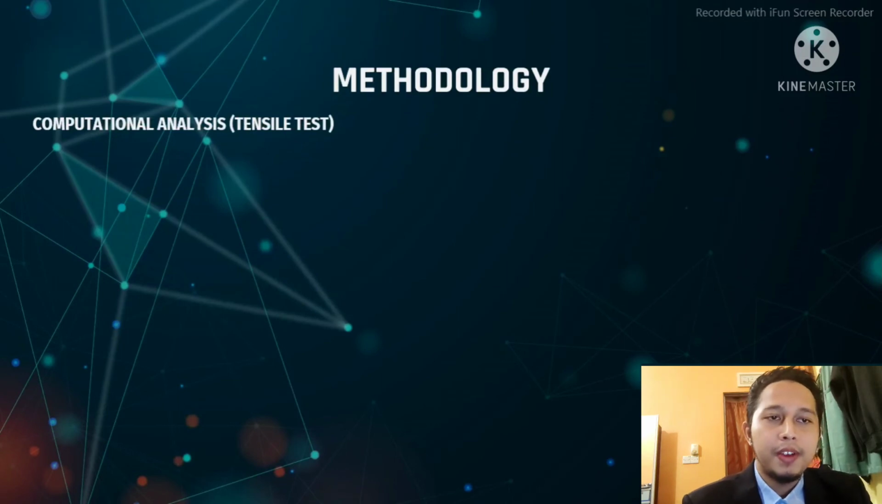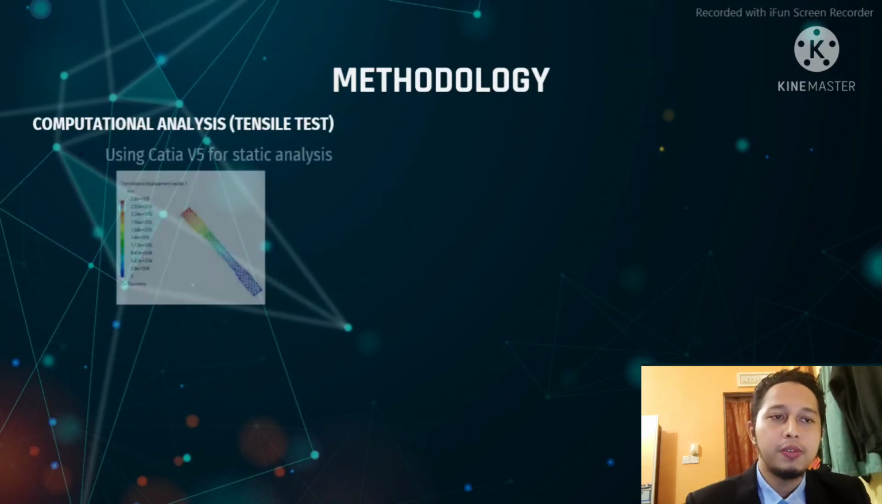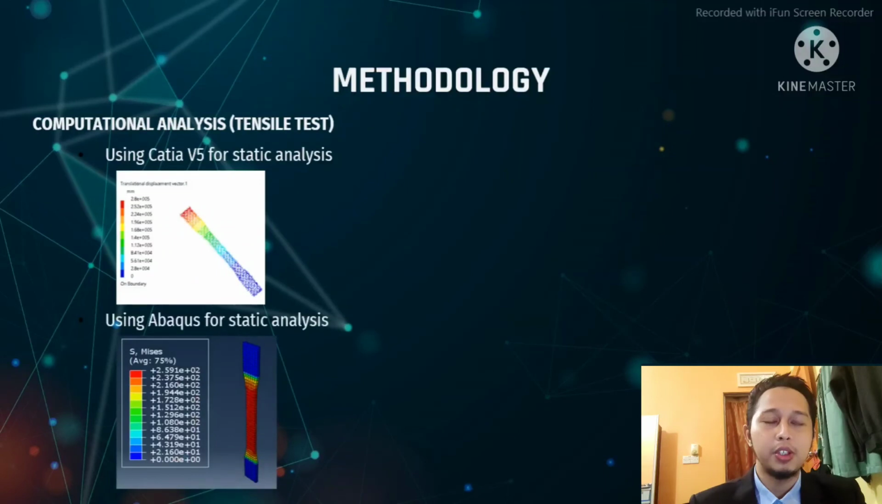CATIA V5 has a simpler approach to static analysis and fewer steps are used. On the other hand, Abaqus has a more in-depth approach to static analysis. It has more steps to go through to carry out static analysis, but results in more detailed data of the analysis. After computational analysis is done, it is time for 3D printing of the specimen using the 3D printer that is available in UiTM.